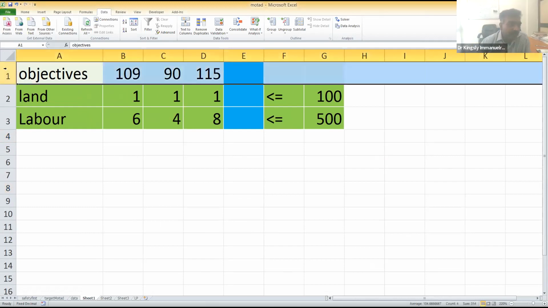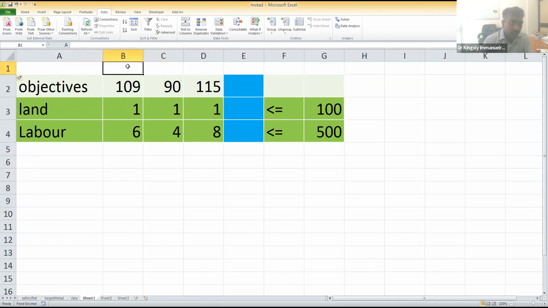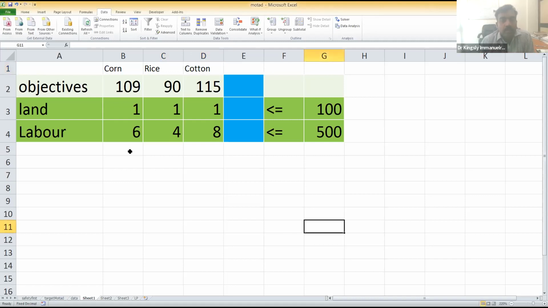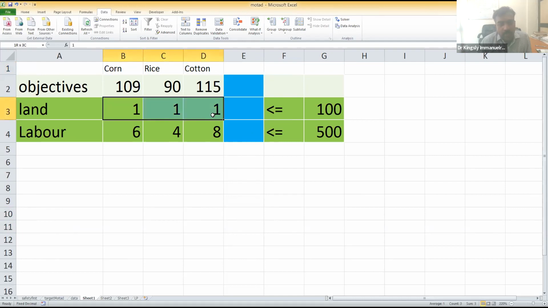Let me write the graph also so that we do not get confused. What is our first graph? That is corn, rice, and cotton. I'm typing corn, rice. Okay, so are you able to read the title? Yes, sir. We are able to read. Okay. So this is how we have formulated.